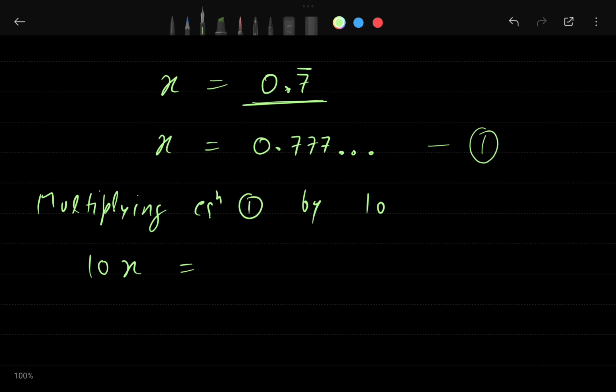So if I multiply it by 10, it will become 7.77. And you see that here I have written 7 three times, so here also I have to write it at least three times. You see there are infinitely many sevens after the decimal, and every time I have to write it at least three times or two times. So in our previous step I wrote it three times, so in the next step also I will write it three times.